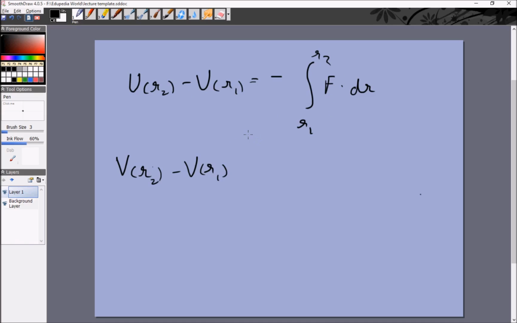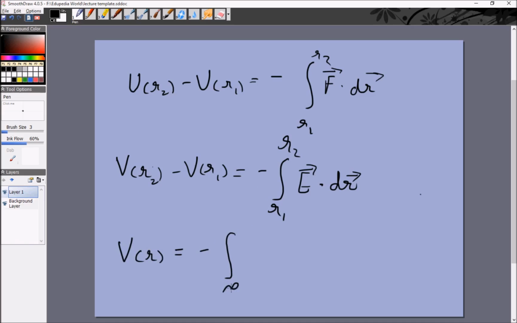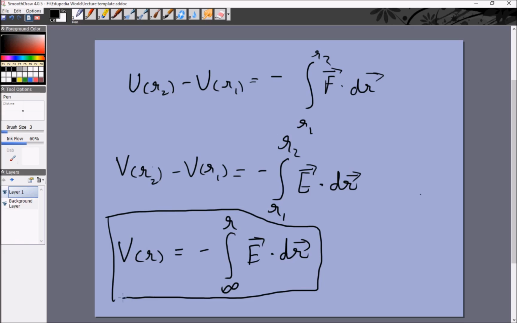We see that the relation is again similar. So this is equal to minus the integral from R1 to R2 of E dot dr, these should be vectors actually. Now when we take R1 as a reference point at infinity, then V of R2, which I'll now write as R, is minus the integral from infinity to R of E dot dr. So again we see another definition of potential. It is the work done in bringing a unit charge from infinity to a reference point.